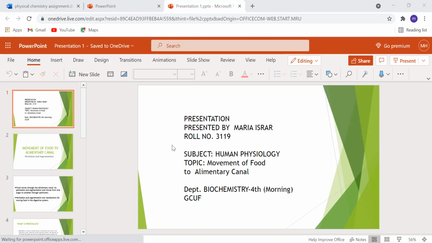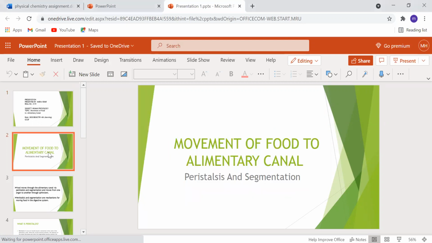And today I am presenting the topic of movement of food to alimentary canal. First of all, we will discuss what is peristalsis and segmentation. These are important terms in movement of food to alimentary canal.